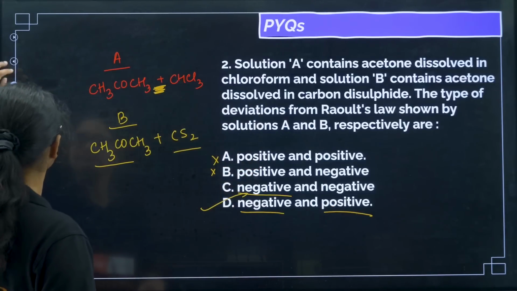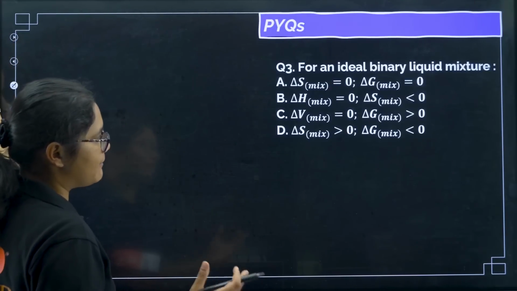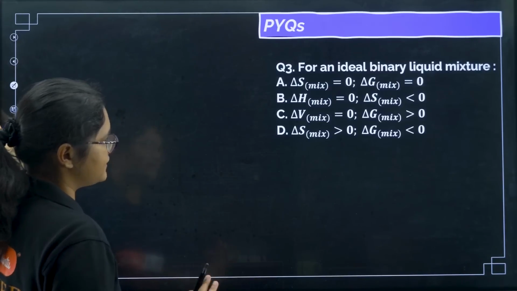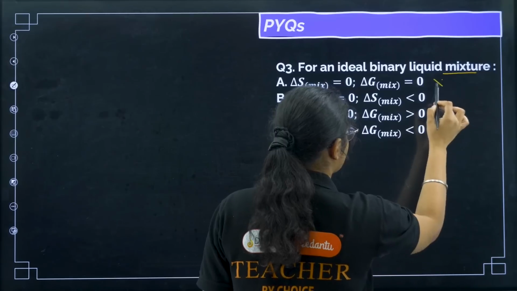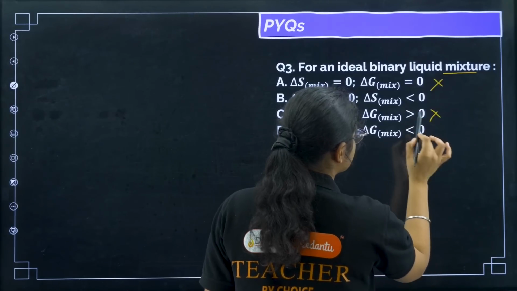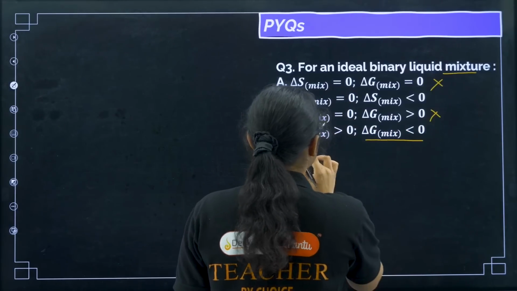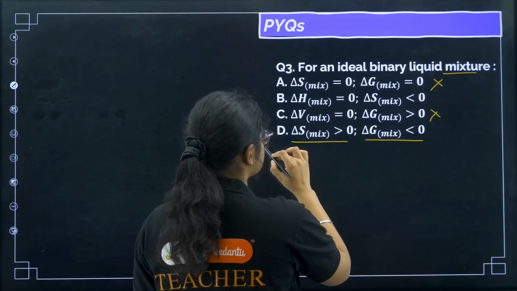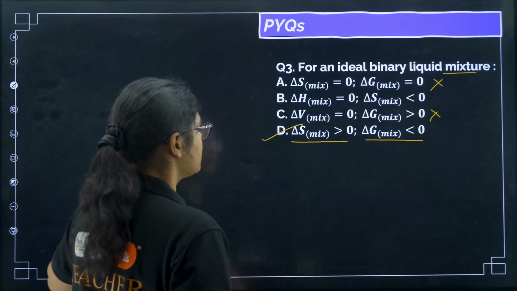Okay, fine. Next we'll go to, for an ideal binary mixture, what are the conditions given? So you should know for any mixture delta G is always negative. So we can eliminate these two options. Delta G has to be negative, this option is correct, and delta S mix has to be greater than 0, so option D is the correct answer.